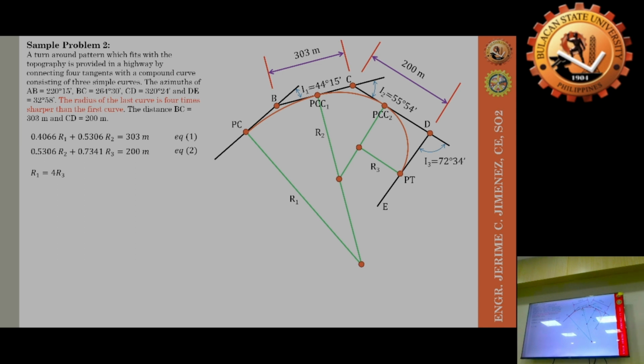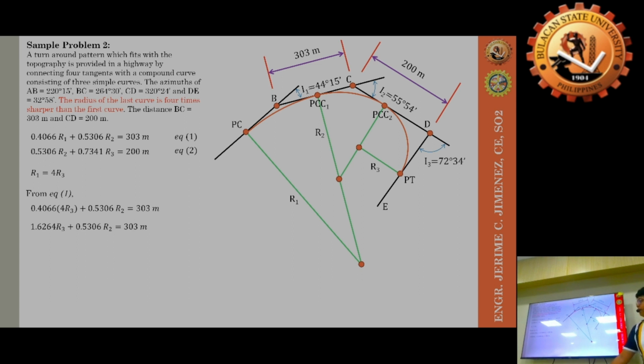That is R sub 1 is equal to 4R sub 3, from equation number 1. Substitute natin itong equation na to sa equation number 1. So, we'll be having 0.4066 multiplied by 4R3 plus 0.5306 R2 is equal to 303 meters. Simplifying, we have 1.6264 R sub 3 plus 0.5306 R sub 2 is equal to 303 meters.